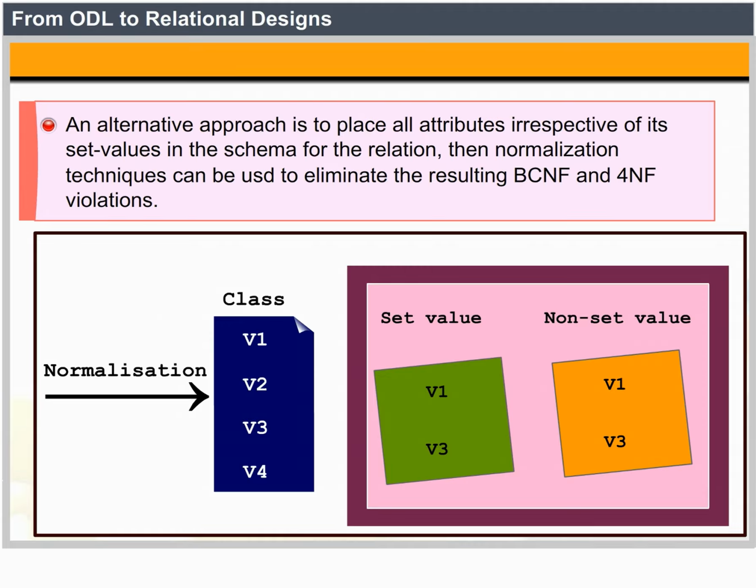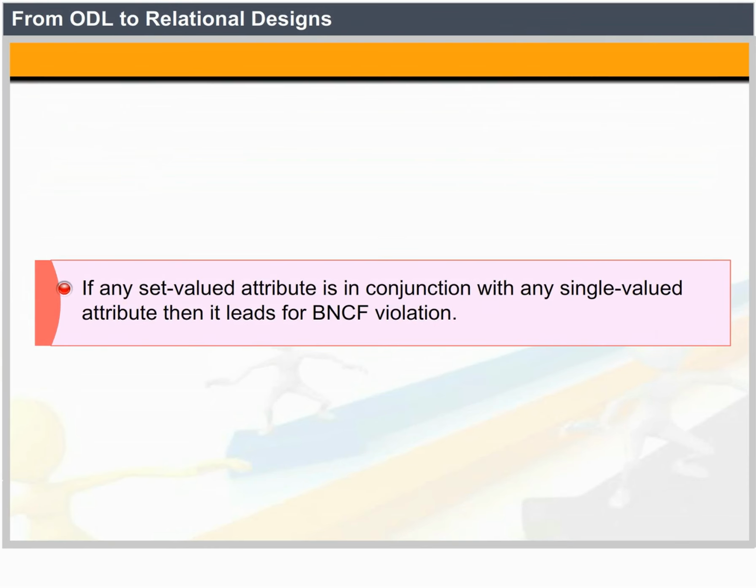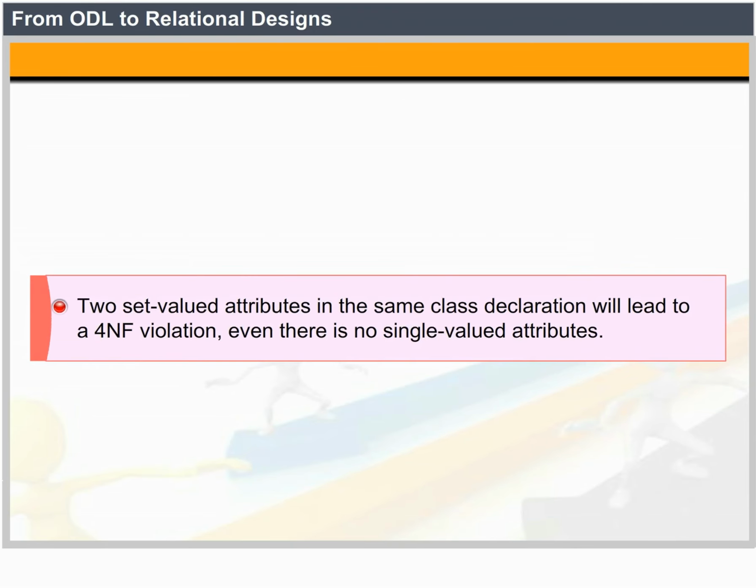Notice that any set-valued attribute in conjunction with any single-valued attribute leads to a BCNF violation. Two set-valued attributes in the same class declaration will lead to a 4NF violation, even if there are no single-valued attributes.